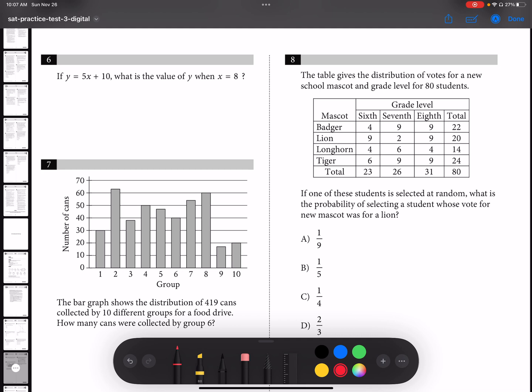Okay, if y equal to 5x plus 10, what is the value of y when x equal to 8? So y is equal to 5 times 8 plus 10, and y is equal to 40 plus 10, y is equal to 50.